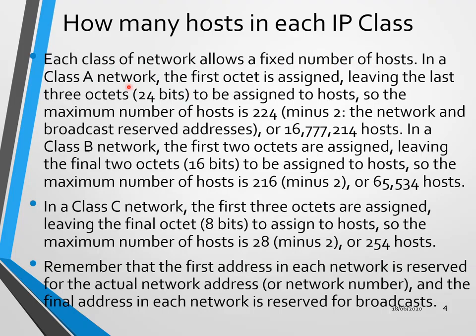So in a class A network, the first octet is assigned, leaving the last three octets, 24 bits, to be assigned to hosts. So the maximum number of hosts is 2 raised to power 24 minus 2.